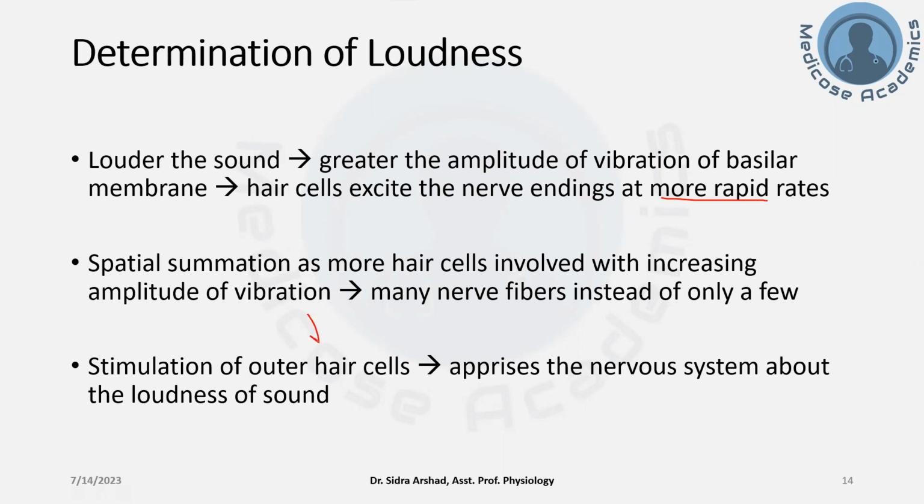The outer hair cells are not stimulated in response to soft sounds. However, they are stimulated in response to loud sounds, and when these outer hair cells are stimulated, they are going to apprise the nervous system about the loudness of sound. So the signals generated in the auditory nerve fibers which innervate the outer hair cells are going to reach the auditory cortex, for example, and give the information that the sound is loud.